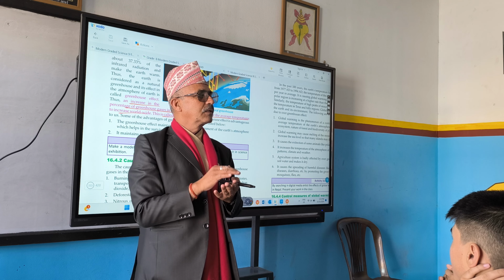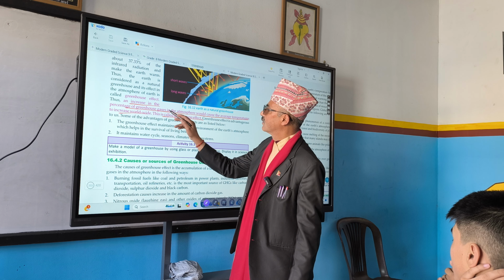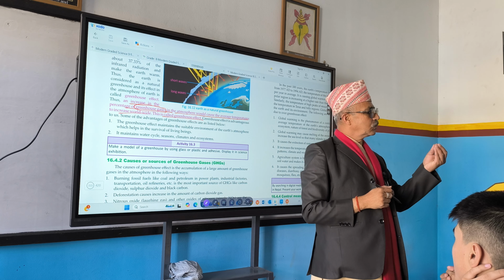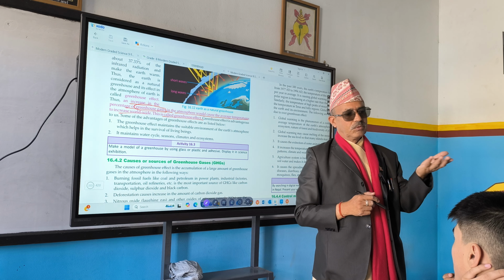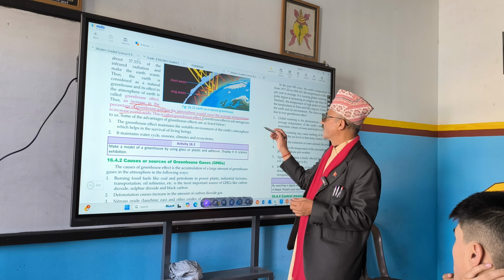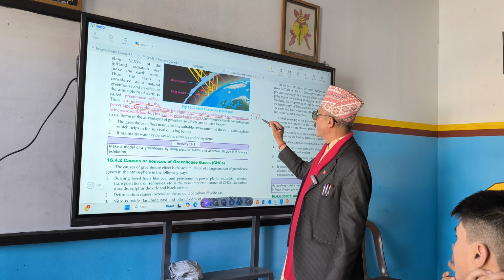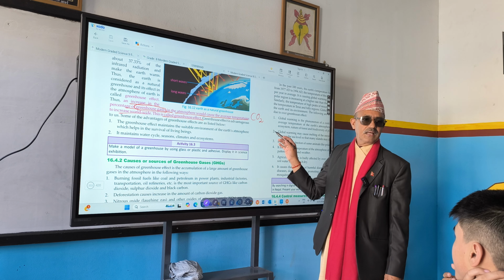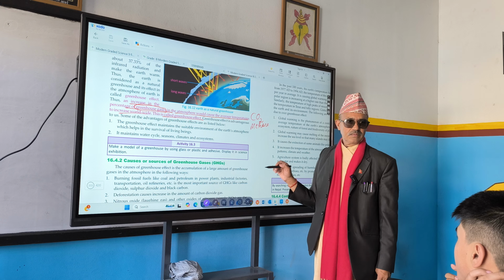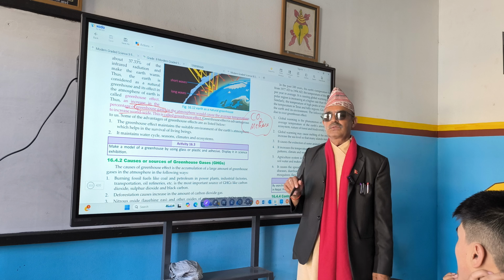The heat is reflected by Earth's surface. And here are the greenhouse gases. What are the greenhouse gases? Those gases which form a layer and trap the heat are called greenhouse gases. Main greenhouse gases are, what are they? Carbon dioxide. Main gas is carbon dioxide. What is next one? Methane. Okay, these are the gases which trap the heat and cause the greenhouse effect.